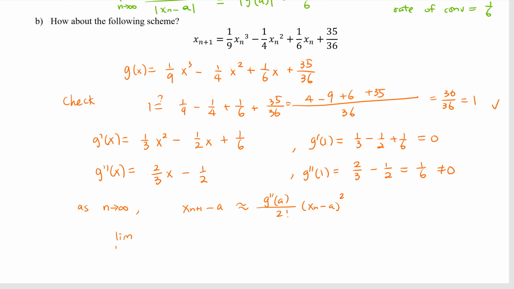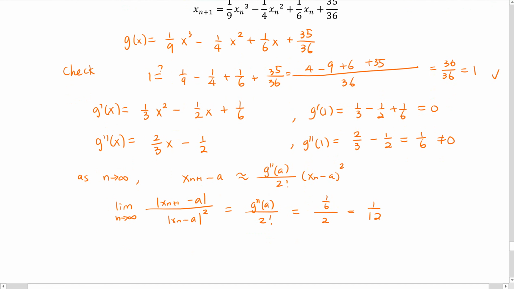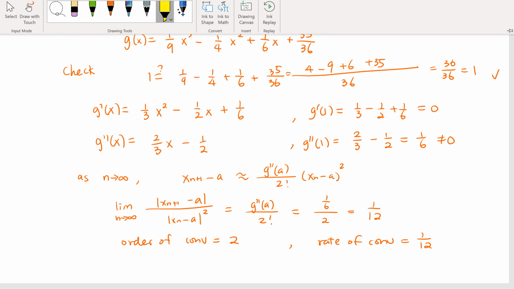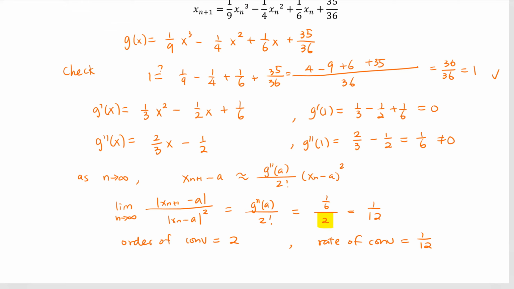So we have the limit as n goes to infinity of (x_{n+1} minus a) over (x_n minus a) squared equals the second derivative over 2 factorial. Well, that's 1 over 6 over 2, which is 1 over 12. Okay, so we say the order of convergence equals 2 and the rate of convergence equals 1 over 12. A typical mistake is that students will forget to divide by 2 factorial. This is a typical mistake.